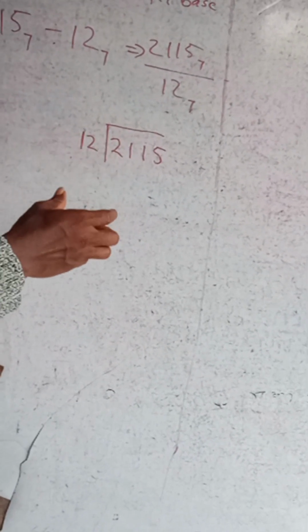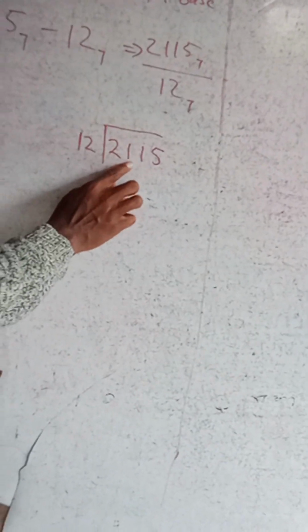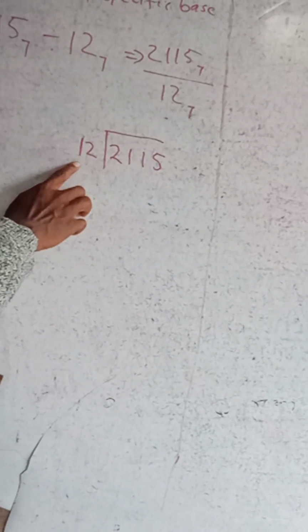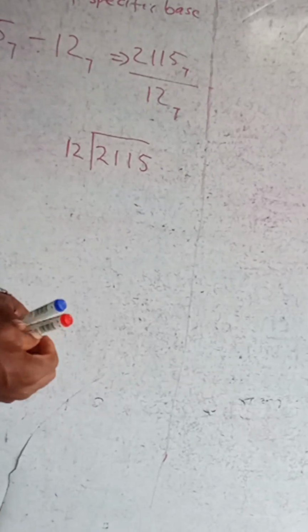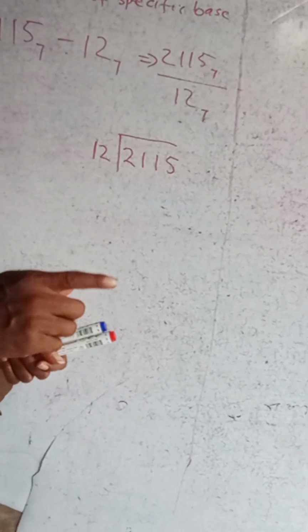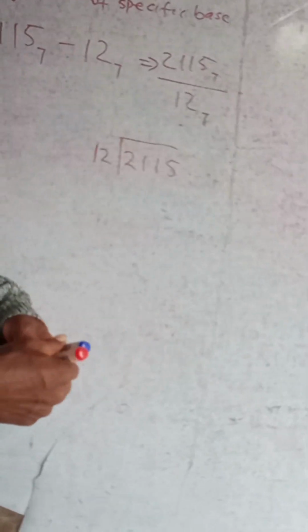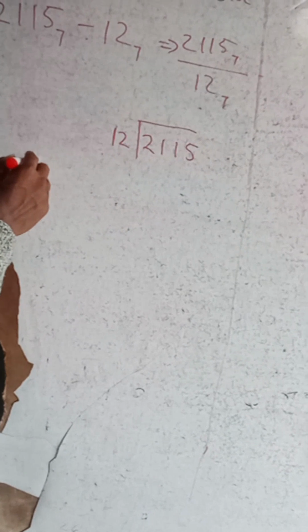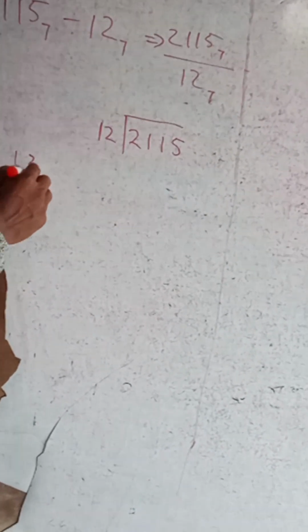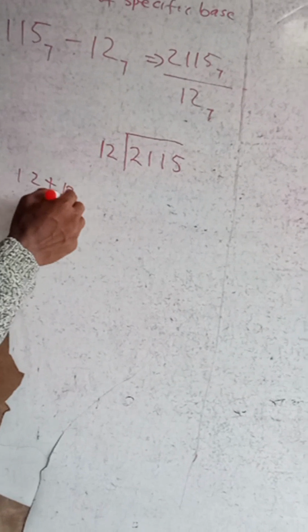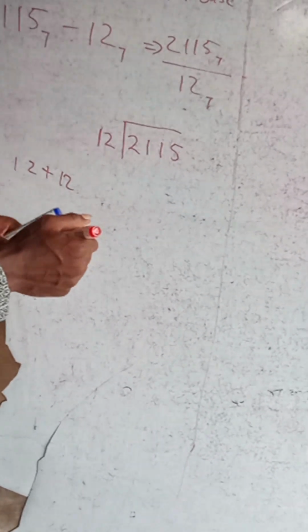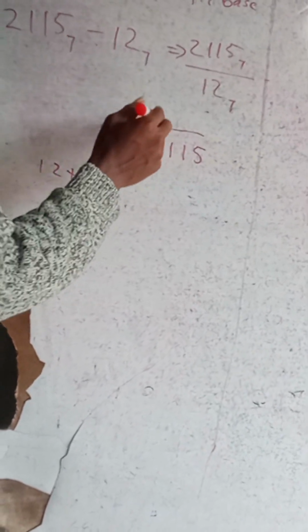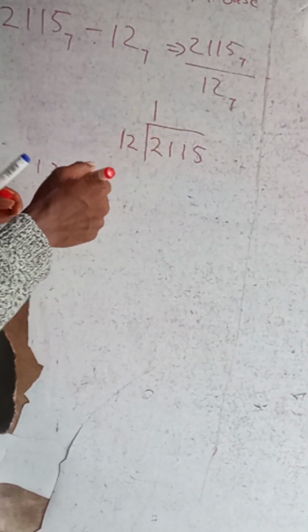We are simplifying the division. So let's take 21 first. 21 divided by 12 means how many times is 12 going to appear in 21 under base 7? I think it's once, because 12 plus 12 is 24. 24 is more than 21, so it's just once. So you write down 1 here.